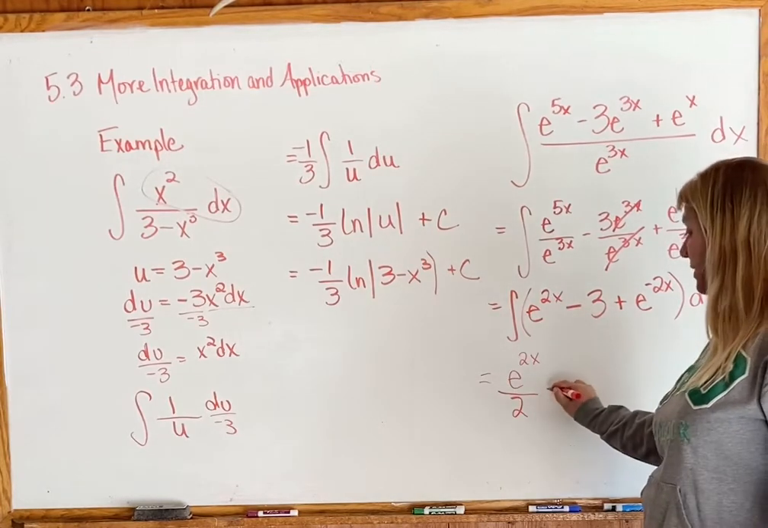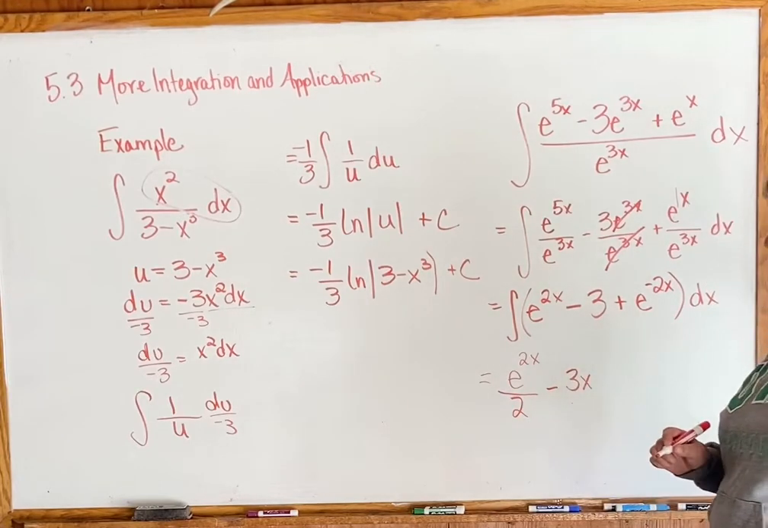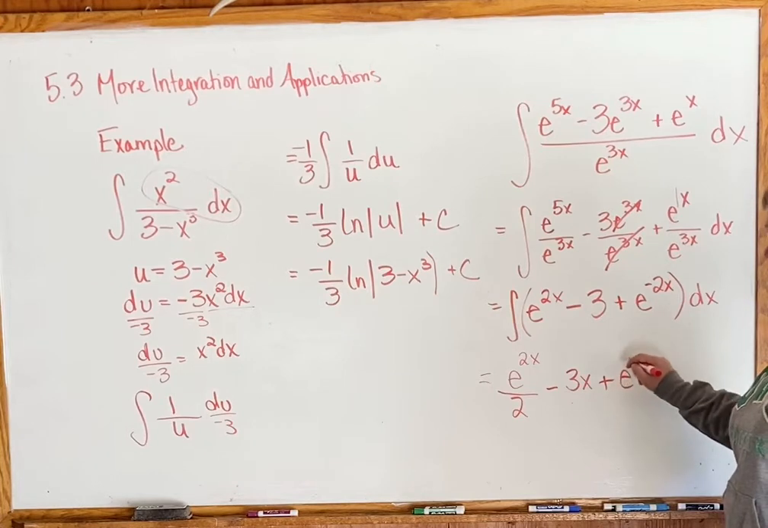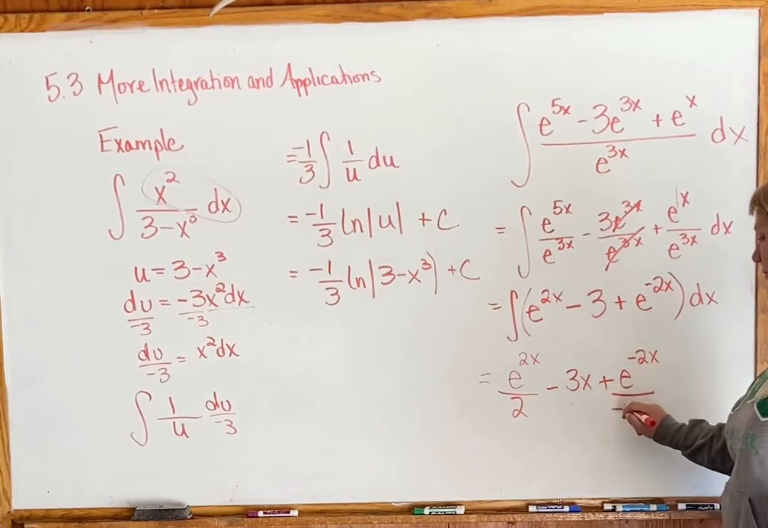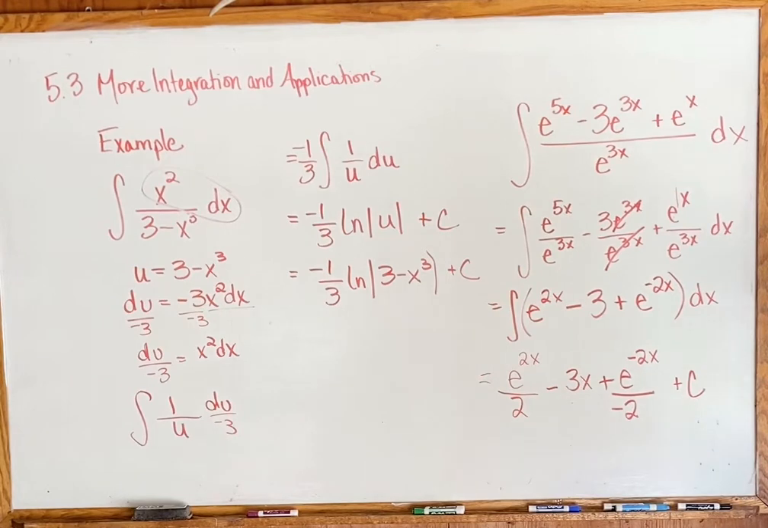Now, the antiderivative, again, here is going to be minus 3x. And then one more time here, we're going to write down e to the negative 2x, but we're going to divide by negative 2. And then put plus c. So there are times when you don't need to use substitution. In this case, substitution is probably going to make your life a bit uglier. And the way we've got it, we don't have to do that.